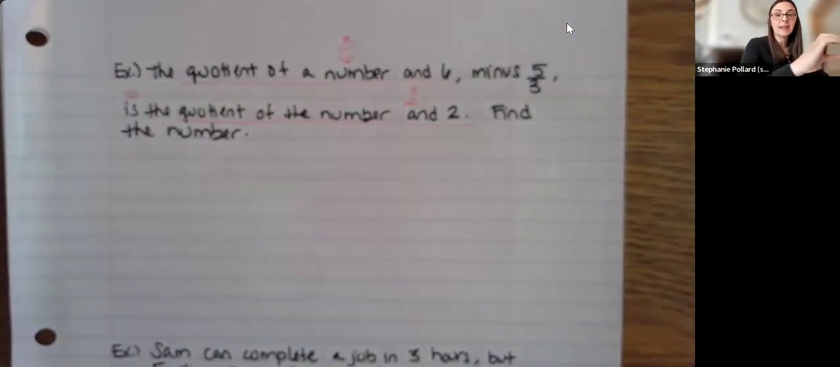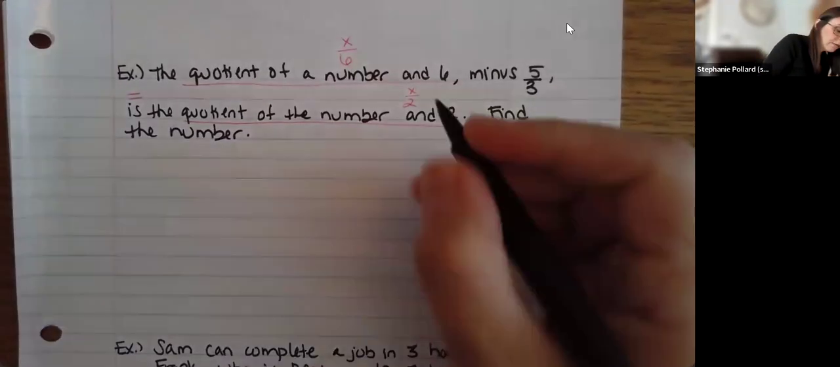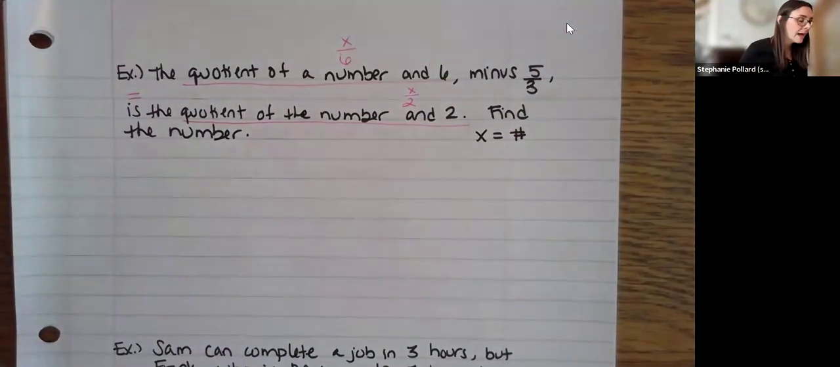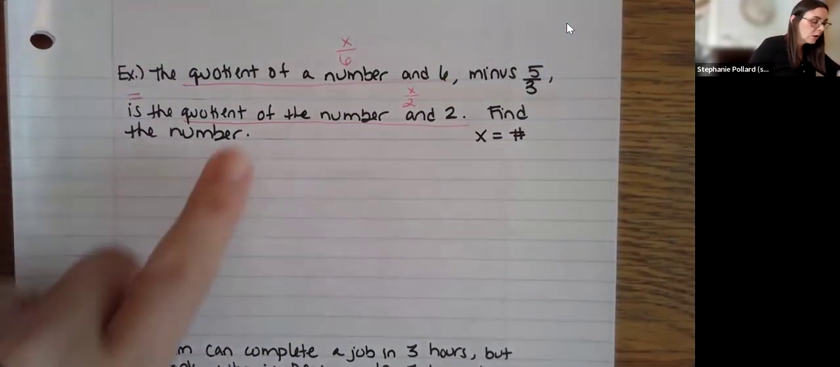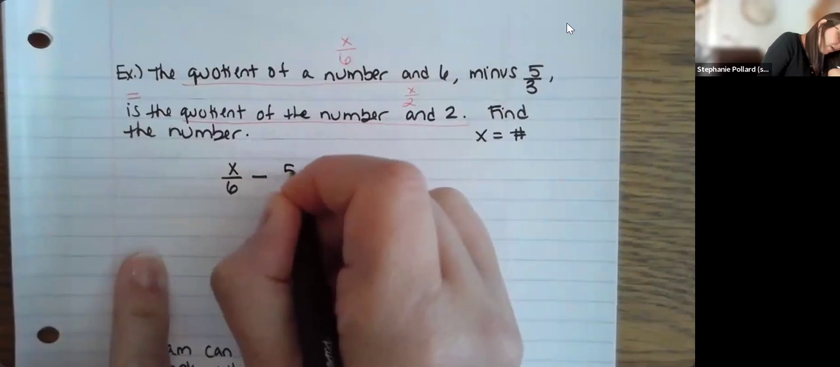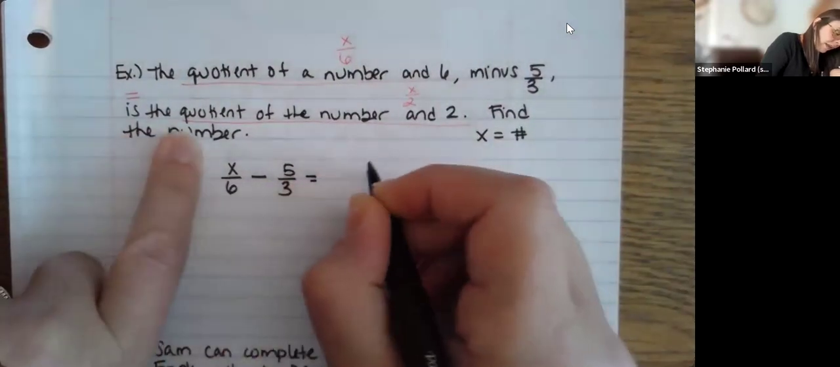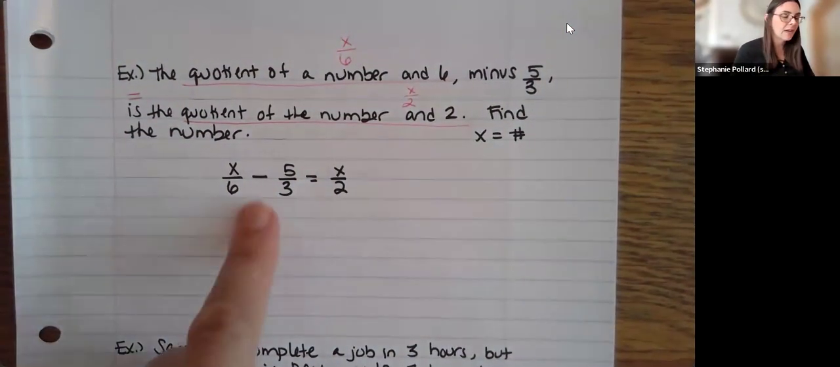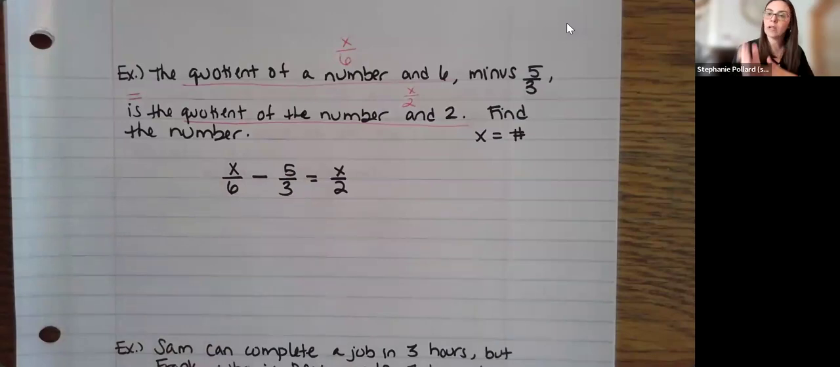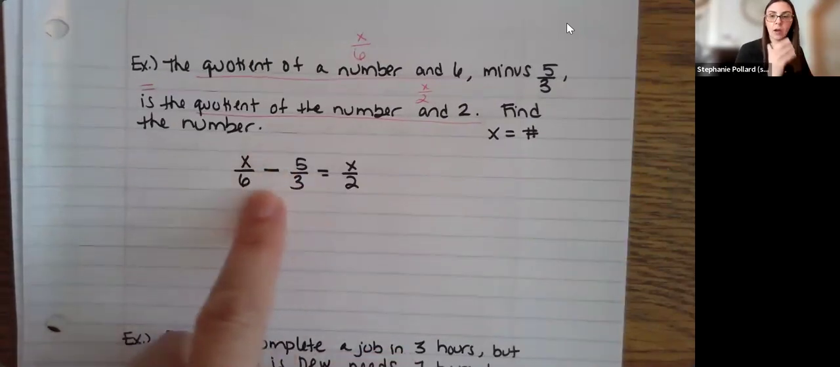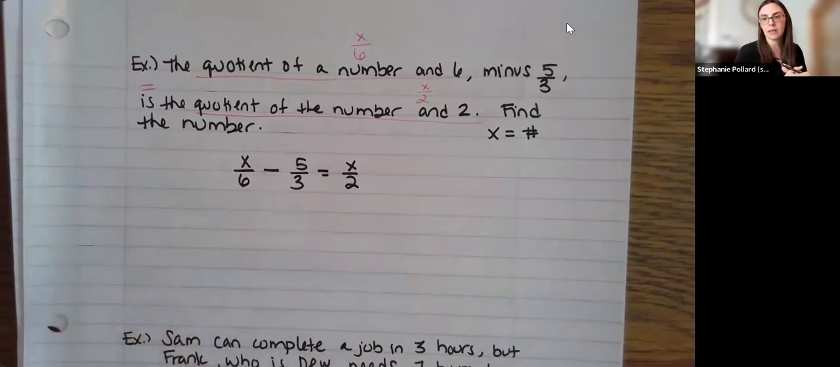Now we're looking to find the number, so our goal here is pretty straightforward. You can write out the goal if you want to, but x is just equal to the number that we're trying to find. But let's be careful with our equation here. The quotient of a number and 6 minus 5/3 is equal to the quotient of a number and 2. Now, this one is different. Because of this minus 5/3, I don't have a ratio equals a ratio now. I have a more normal looking fraction problem. If it's more complicated like it is here, where you have this extra minus sign in a whole other term, we can't cross multiply this.